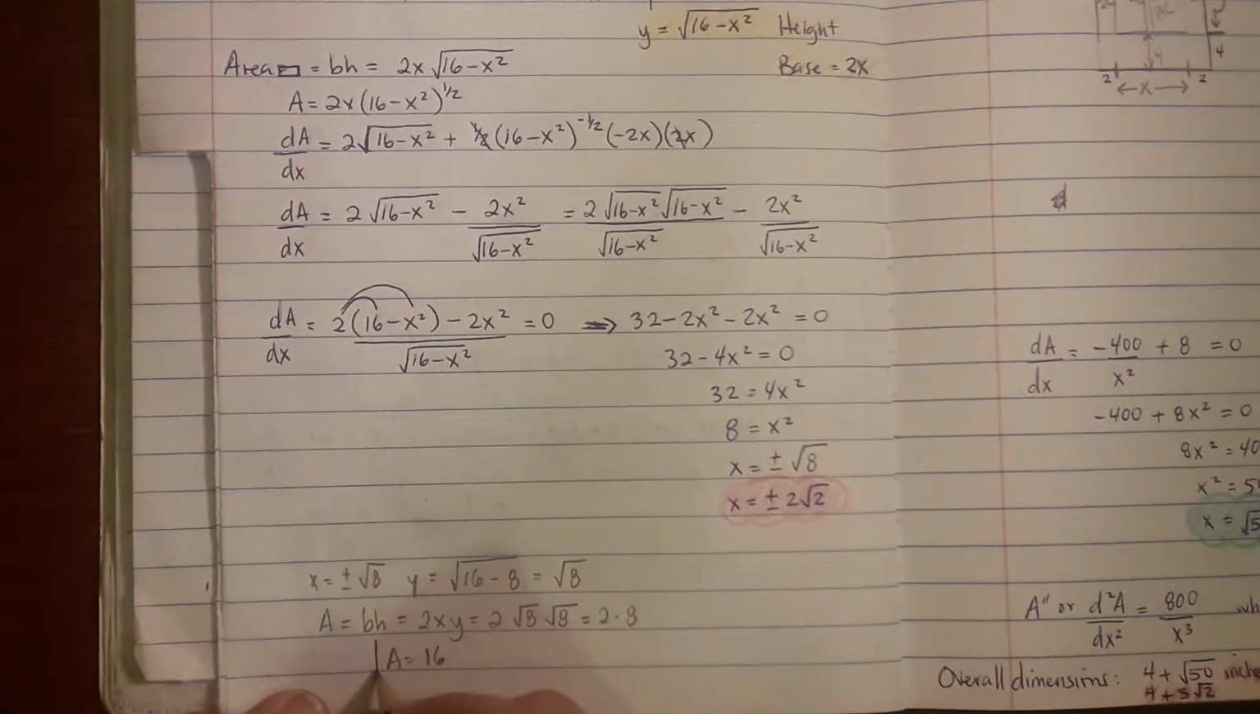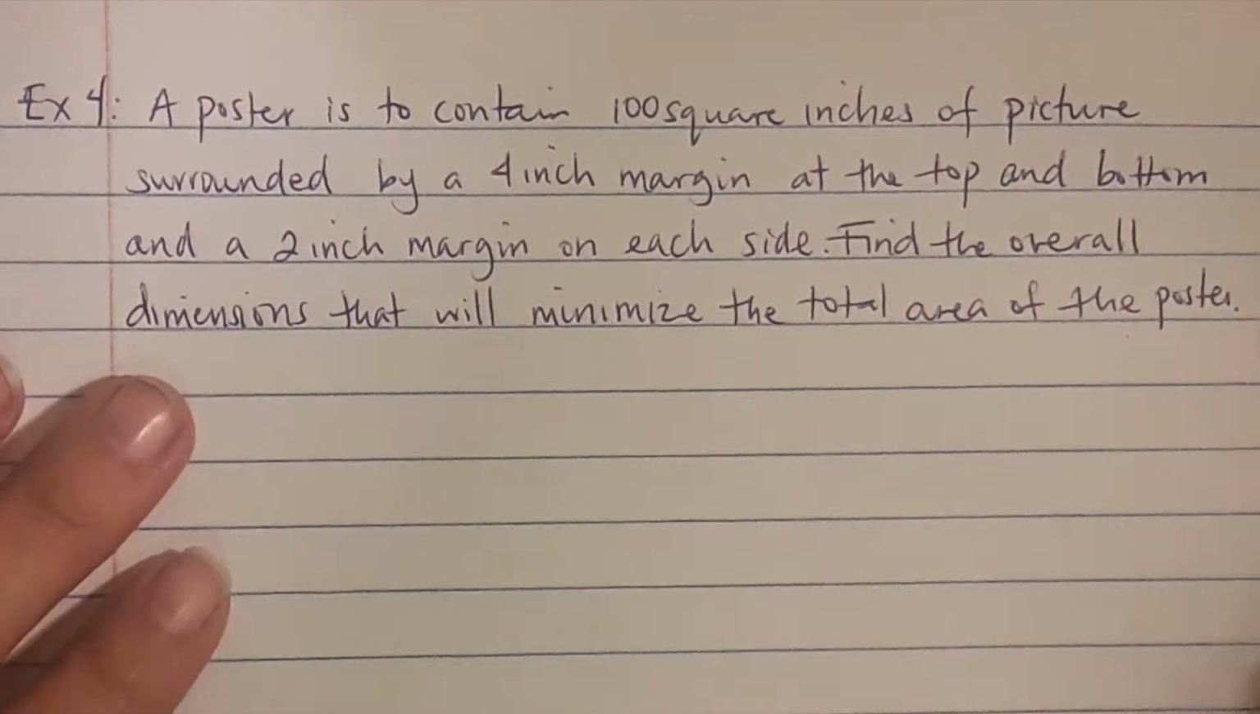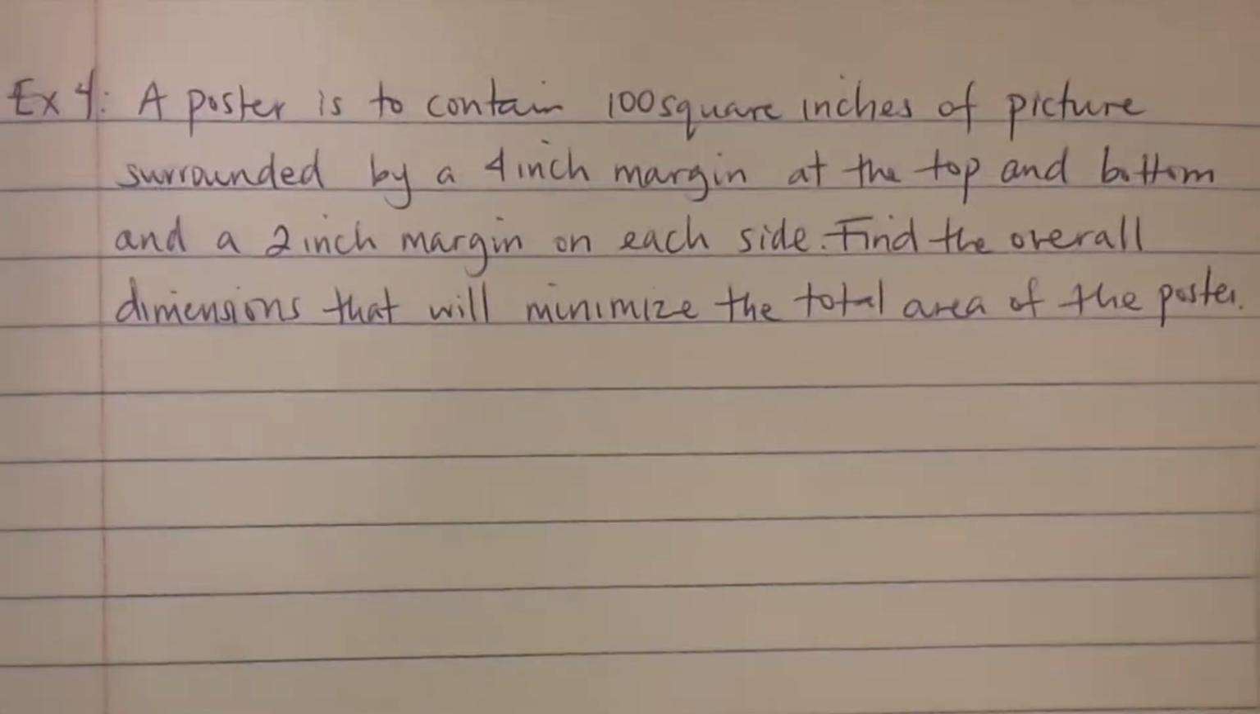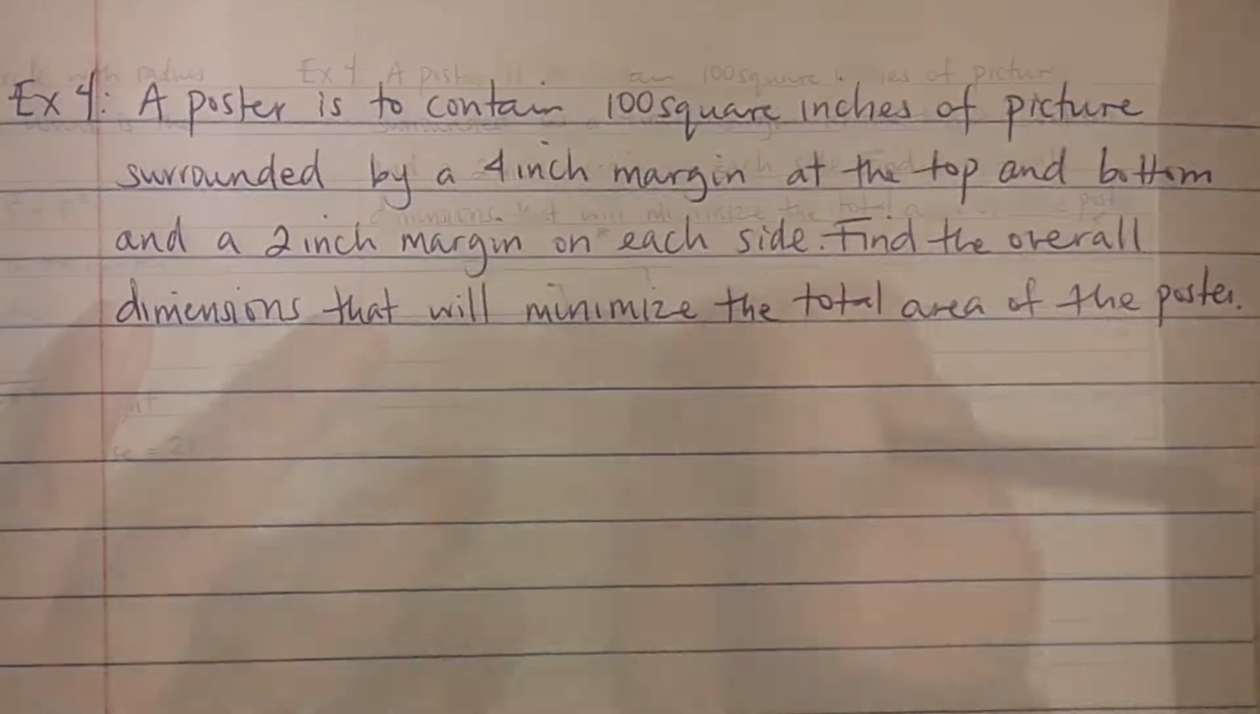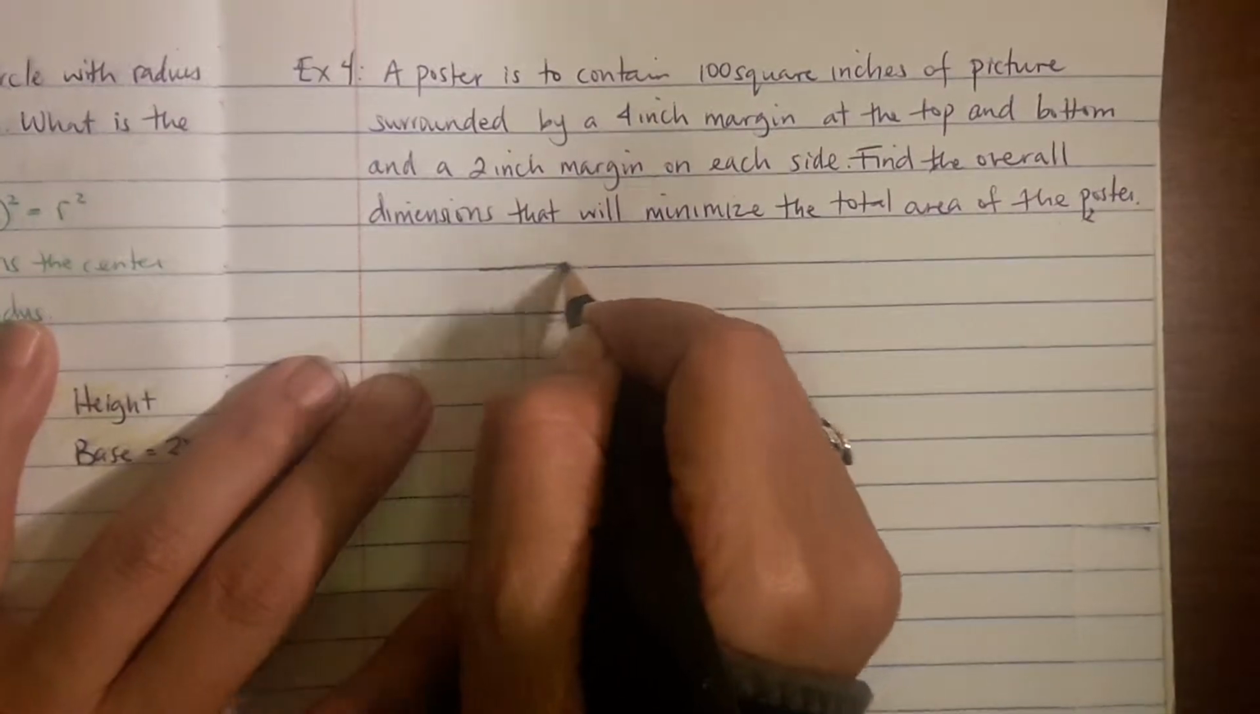So the area is 16. I didn't bother checking that it's a maximum because I'll do it in the next example. Alright, pause the video, copy that down. This is a listening check. Color in overall dimensions in the question.